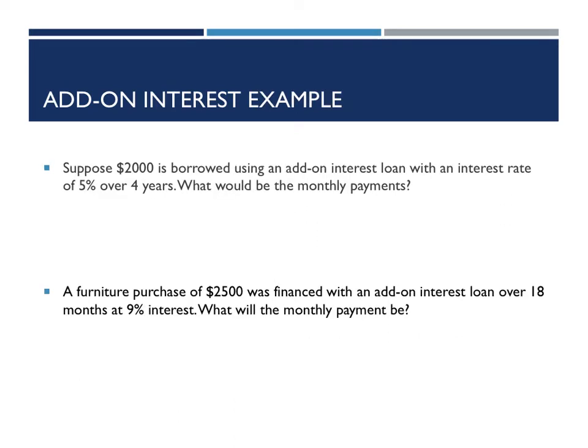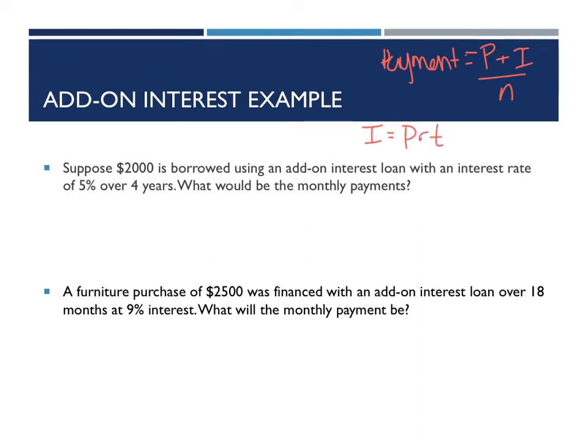So let's take a look at some add-on interest examples. Suppose $2,000 is borrowed using an add-on interest loan with an interest rate of 5% over 4 years. What would the monthly payment be? Remember, our formula is payment equals the principal plus the interest over the number of payments. And that interest is your simple interest. And remember that I equals PRT.